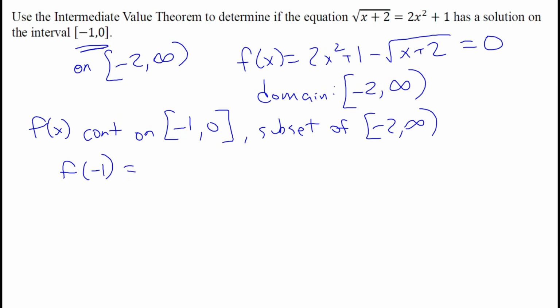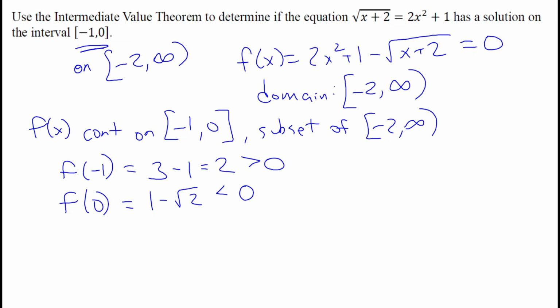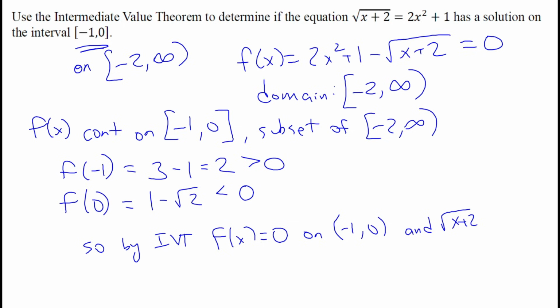Well, f of -1 is 2 times -1 squared, which is 2, plus 1, which is 3, and then minus 1, which is just 2, so that's positive. And then f of 0 is going to equal 0 plus 1 minus the square root of 2. Well, the square root of 2 is more than 1, so 1 minus root 2 is negative. So by the IVT, f of x equals 0 on the interval -1 to 0, and root x plus 2 equals 2x squared plus 1 somewhere on the interval from -1 to 0 as well.